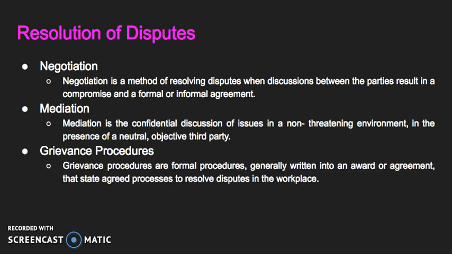And we also have grievance procedures. Now, these are formal procedures generally written into an award or agreement that state the agreed processes in order to resolve the disputes in the workplace. These are useful in reducing the risk of an issue rapidly becoming a serious dispute. Most businesses have established a formal process, now required in modern awards and other agreements, by which issues can be handled. So it's basically a step-by-step process on how to deal with any disputes.